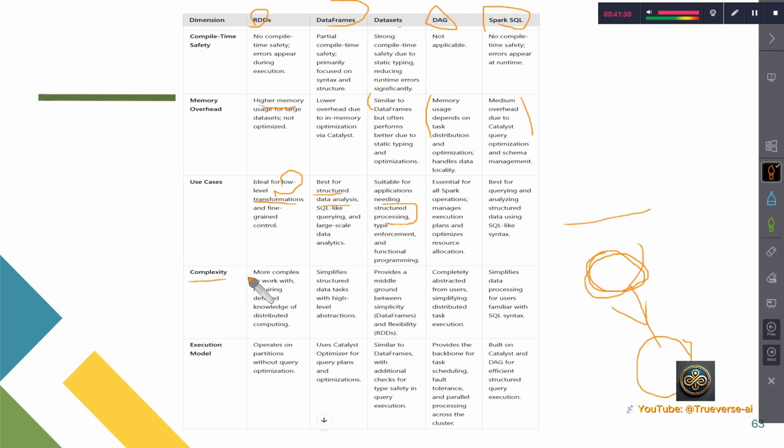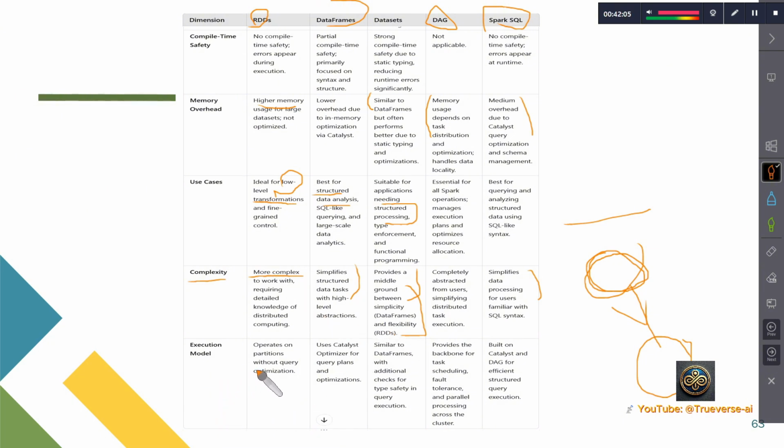In terms of complexity, since this is the beginning, it was more complex, but Spark SQL is the simple one. DAG is based on the abstract graph. So this is simple, and this is also simple and flexible, because it considers both of them.